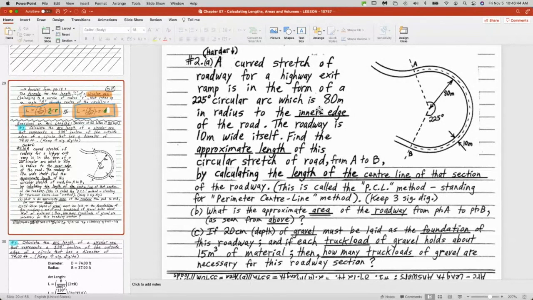So anyway, that's all I have for you today. Today we're going to finish a little bit early, but next week we'll be talking about volumes.